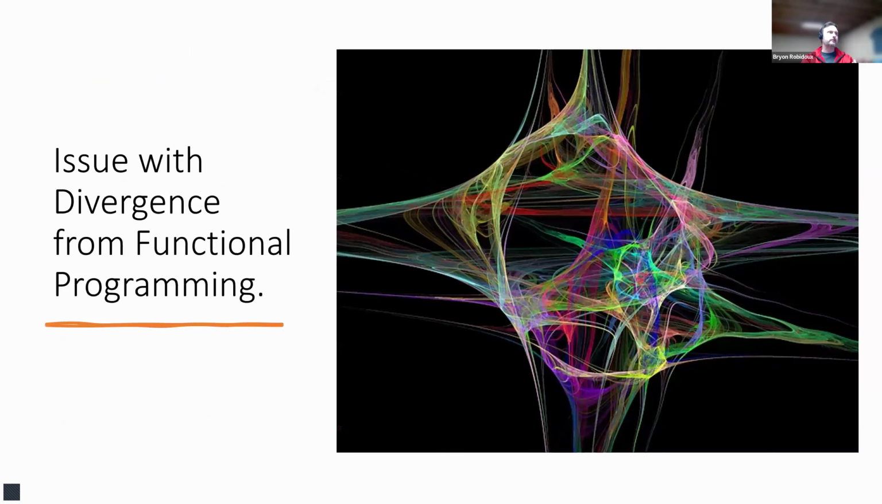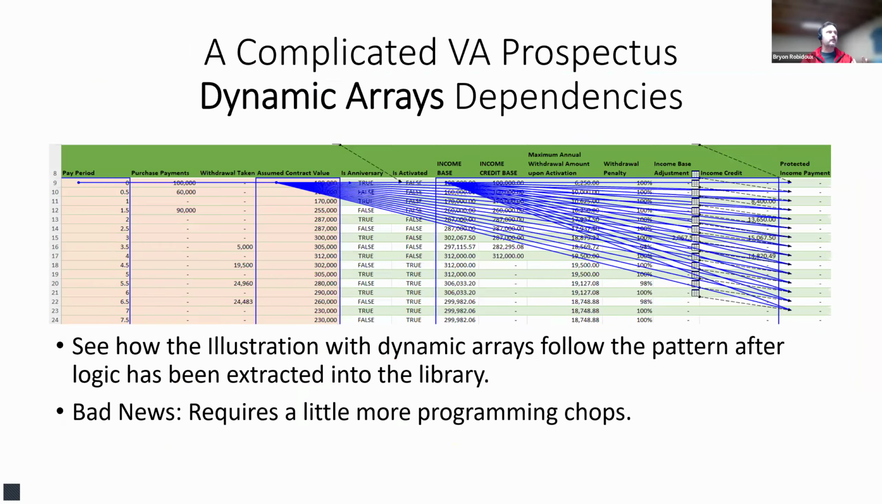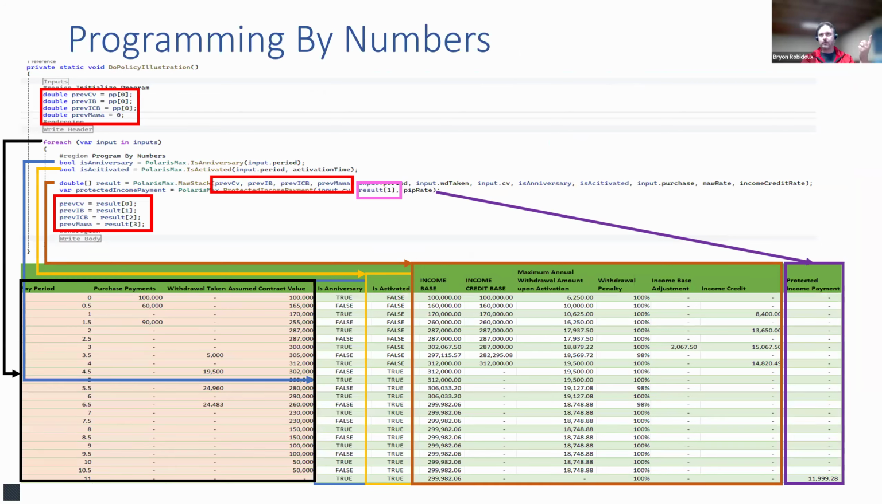The other problem that you run into is, so I told you I'd show you what these red boxes are for. If you look at an actual illustration, I'm going to have multiple previous values. So if we look at this variable annuity, I have a previous cash value, a previous income base, a previous income credit base, and a previous MAV. And I need those previous values as I go through this. I can't deal with them in individual items. I need all four of those to be able to walk this thing forward.